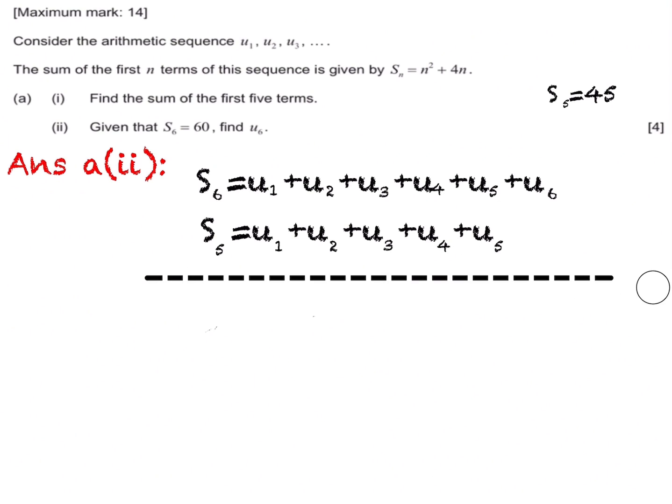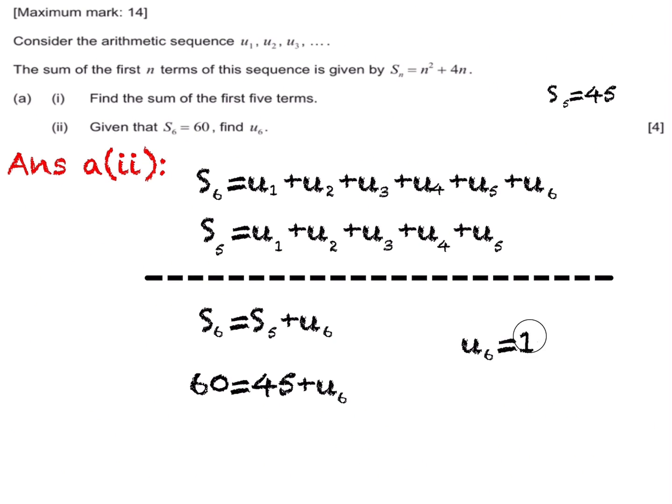Now, I'm sure you can see that S6 can be expressed as S5 plus the 6th term, which is U6. From my calculations, we found that S5 is 45, and based on the given information, S6 equals 60. This leads us to determine that U6 is 15.